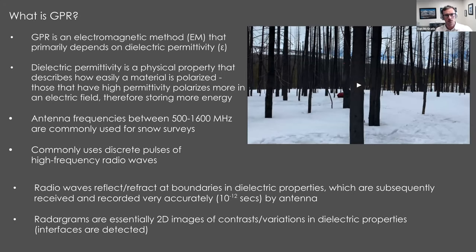So these GPR systems use discrete pulses of high-frequency radio waves, and as those radio waves transmit through the snow, they are going to reflect and refract at boundaries in these dielectric properties, and these are subsequently received and recorded by the antenna on the surface. And so when you see a radargram, really what we're seeing is a 2D image of these variations in dielectric permittivity in the subsurface. We're seeing these interfaces between variations in dielectric properties.